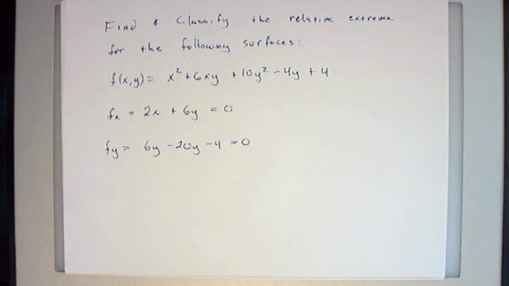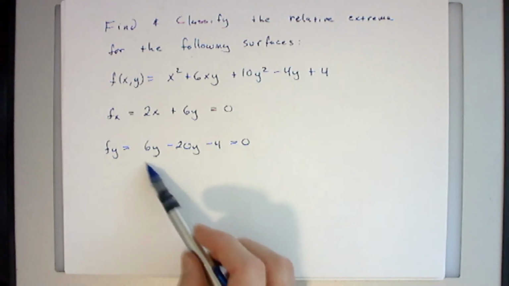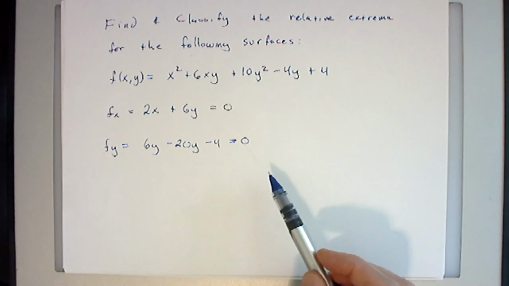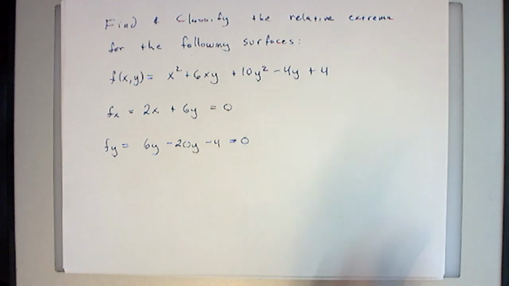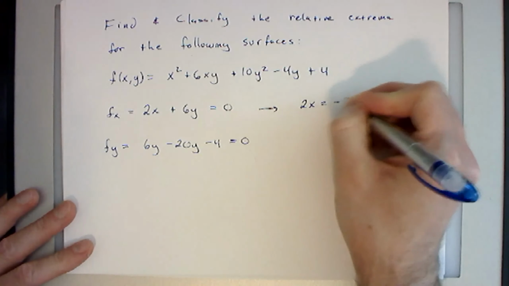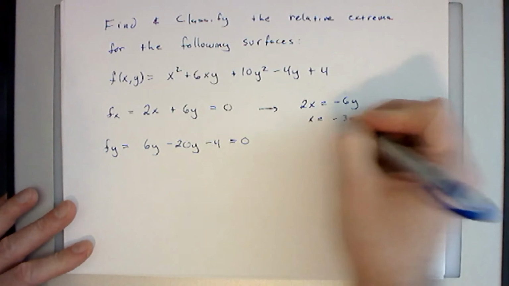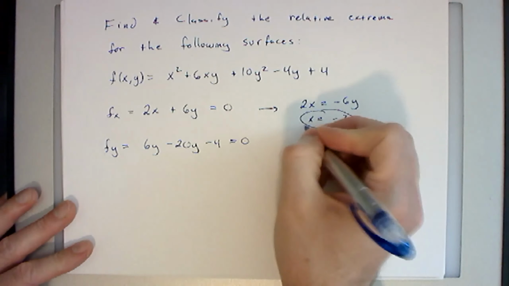So let me point out, 0, 0 is not a critical value. Although 0, 0 is a solution to this equation, it's not a solution to this equation. So it has to be a solution to both equations at the same time. What we usually do is solve one equation for one variable and then plug it into the other equation. To me, it seems real easy to say 2x equals negative 6y, and then x equals negative 3y. And I'm going to take that, and I'm going to plug that.